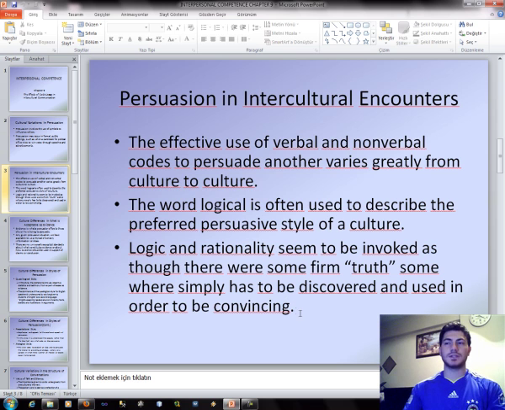The word logical is often used to describe the preferred persuasive style of a culture. Logic and rationality seem to be invoked as though there were some firm truth, somewhere, that simply has to be discovered and used in order to be convincing.